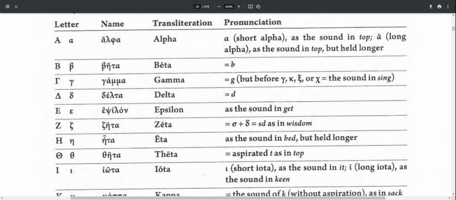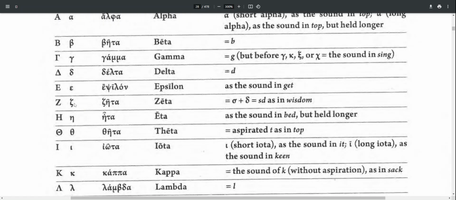The next letter is eta. It has the sound of "bed", but held longer. So eta. Some people say eta with an "a" sound, but I say "eh".